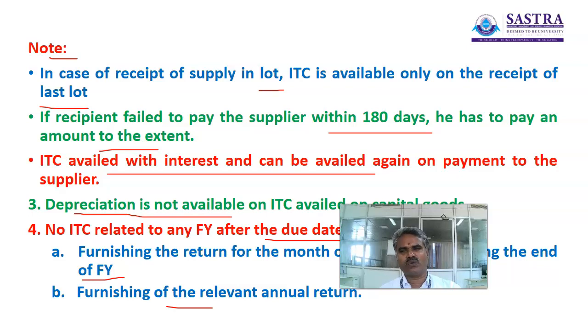They are very, very important. The notes are very, very important. In case of receipt of supplies in lots, when you receive the last lot, at that time you claim. When you fail to pay the amount within 180 days, ITC should be reversed along with interest, but you have to pay. Then no depreciation on depreciable assets, and depreciation is not available on ITC.